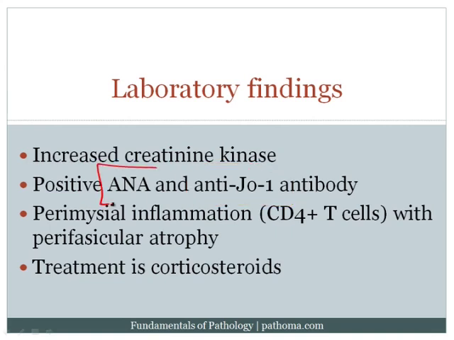Be careful about the positive ANA. If they tell you on the board exam that there's a positive ANA and a malar rash, don't go after lupus until you also have a confirmatory test like a double-stranded DNA antibody. Or, if you have an anti-Jo1 antibody, then think about dermatomyositis. The hallmark and one of the defining features of this disease is that you have perimysial inflammation with perifascicular atrophy.